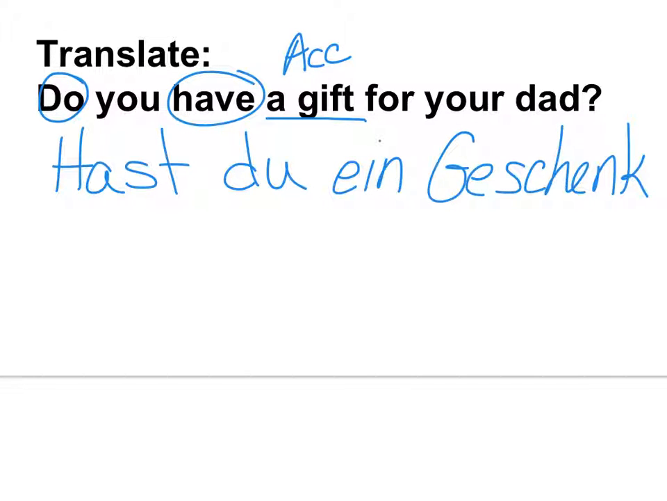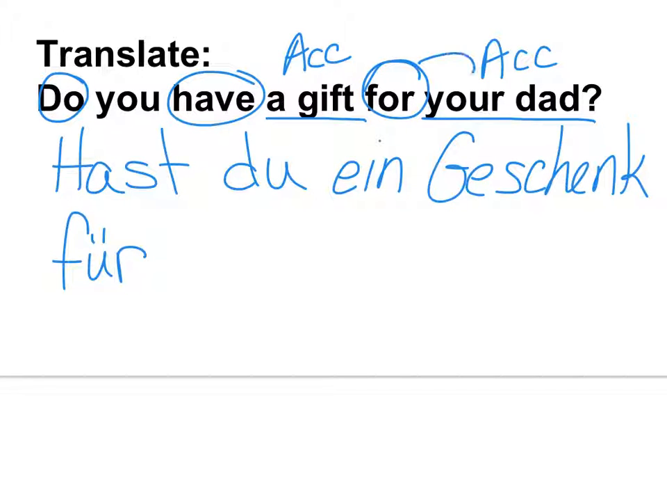What's your next word? Für? Mm-hmm. What case is your dad going to be in? Accusative. Why? It has nothing to do with the your. Because it's after that accusative preposition. The your is irrelevant. Okay? That accusative preposition makes it all.